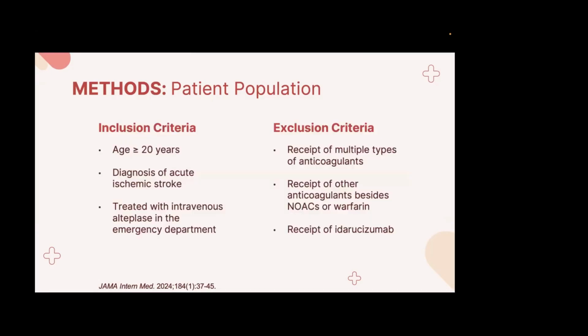The evaluation consisted of a fairly broad inclusion criteria. At least 20 years of age, they were treated with Alteplase in the emergency department for an acute ischemic stroke. But patients were excluded if they had received multiple types of anticoagulants, had received anticoagulants other than NOACs or warfarin, so say low molecular weight heparin, or if the patient had received adarucizumab prior to Alteplase treatment.